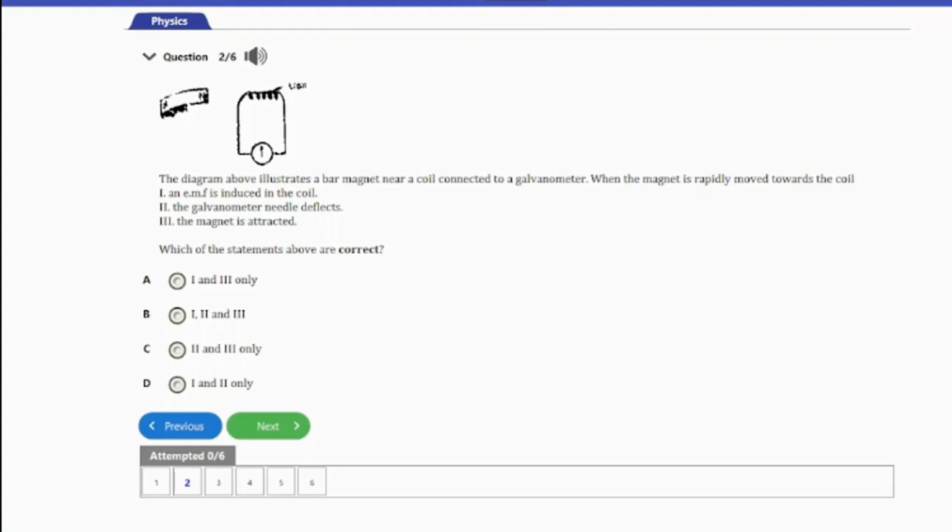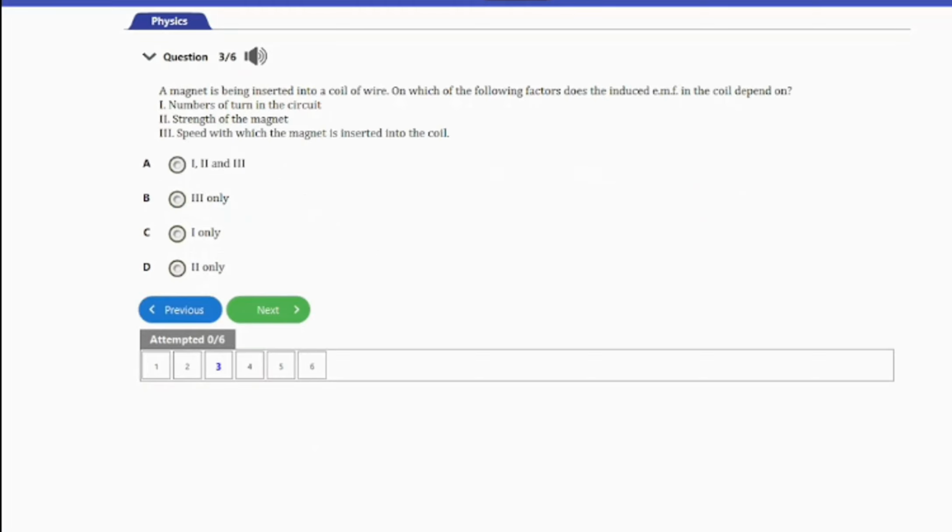So guys, the answer to this question is I and II only. So that's it. An EMF is induced in the coil and then the galvanometer needle deflects. So that's it for this question, guys. Let's go ahead and consider the next question. So that's question number 3 here.